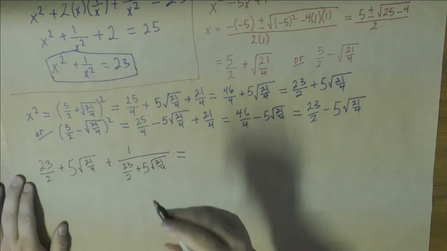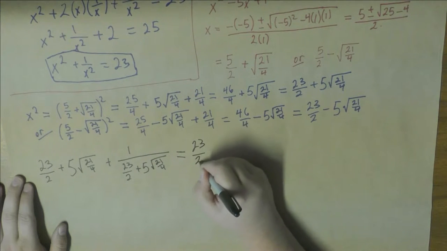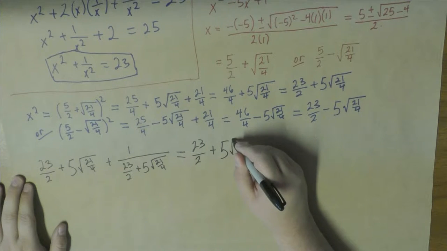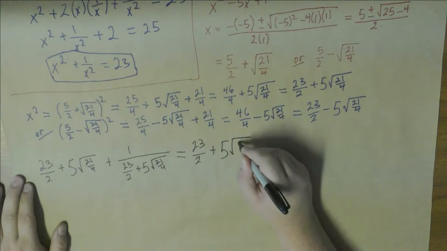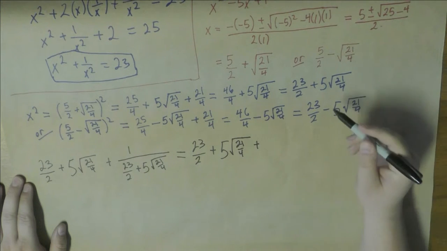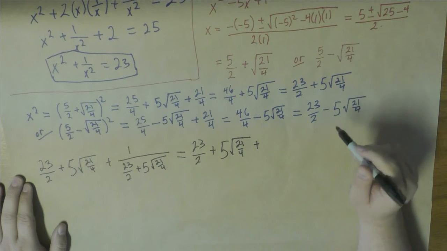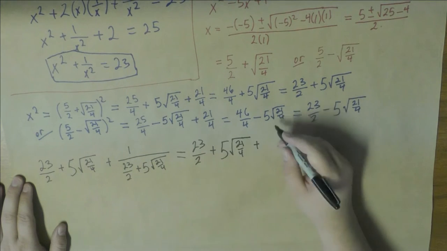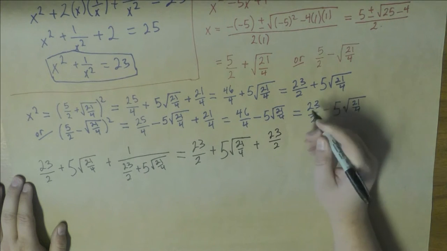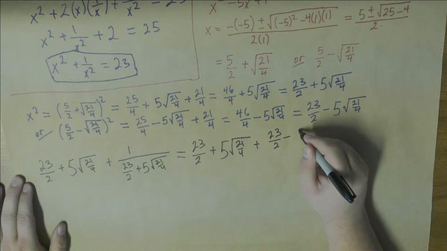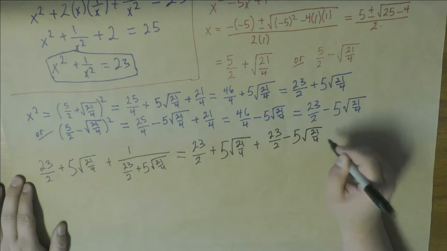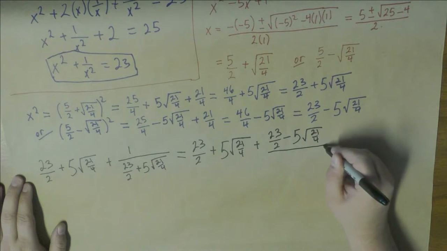So that's going to give us 23 over 2 plus 5 times the square root of 21 over 4. And that's going to be plus, and then we're going to have the conjugate of this on the top of this fraction. So we're going to have 23 over 2 minus 5 times the square root of 21 over 4. And that's going to be over.